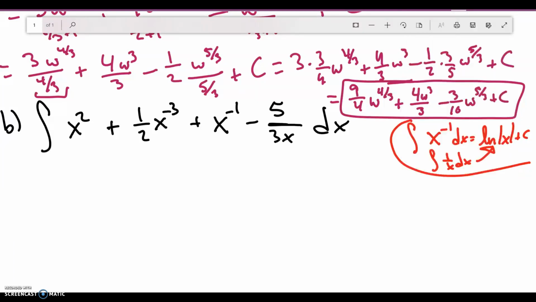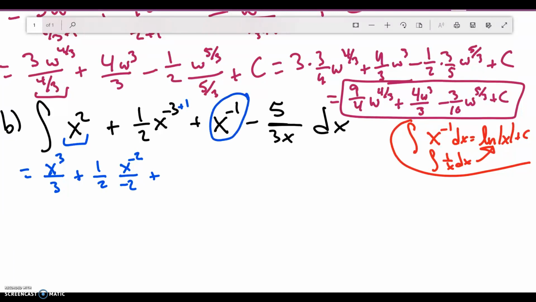So for this one, let's go ahead and take the derivative of this. So this one's going to be simple. I'm sorry, the antiderivative. So this one is going to be x cubed divided by 3, because I added 1, plus 1/2. I'm going to add 1 to this and divide it by the total. So adding 1 is going to give me -2. So it's going to be 1/2 x to the -2 divided by -2. This one, we see that it's x to the -1. So that should be ln of x. So this part is going to be ln of absolute value of x.